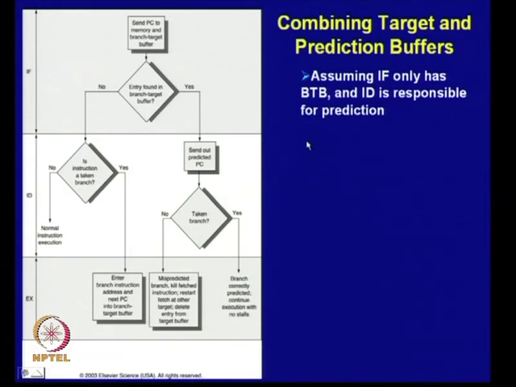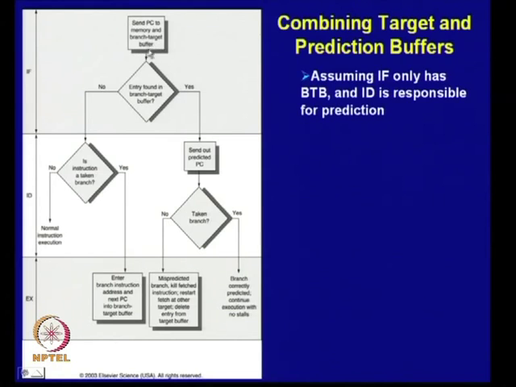Now, how we can combine branch target and branch prediction buffers is illustrated with the help of this flow chart, and how the pipeline behaves whenever you have branch target and branch prediction buffers. We have assumed that instruction fetch only has the branch target buffer, and the instruction decode stage is responsible for the purpose of prediction. So, the first step is to send the program counter to the memory and the branch target buffer. The program counter value is sent to both in the instruction fetch cycle.